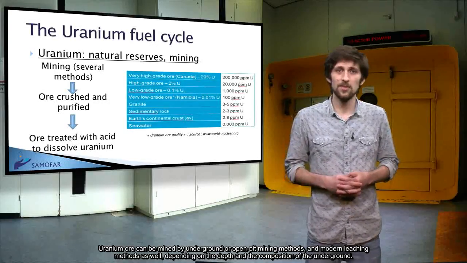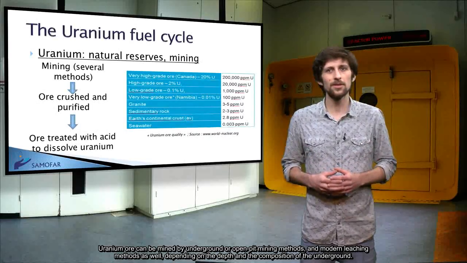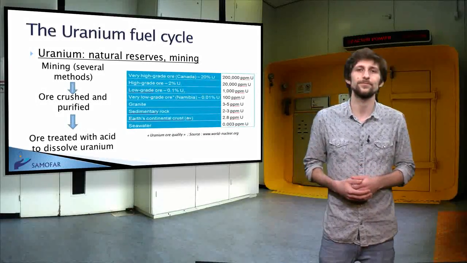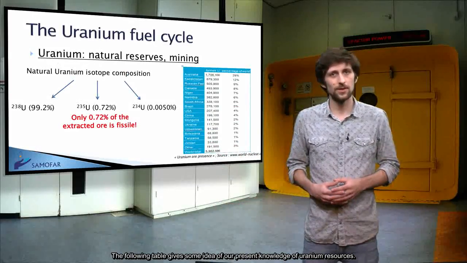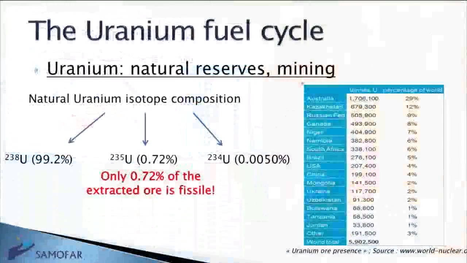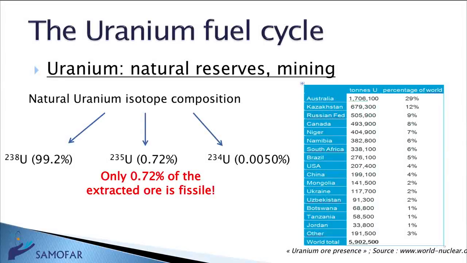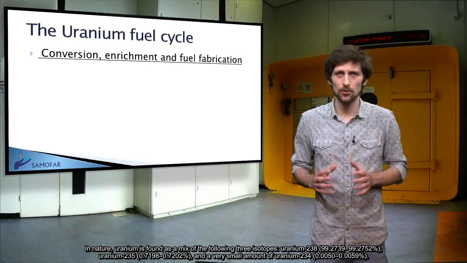Uranium ore can be mined by underground or open pit mining methods, and modern leaching methods as well, depending on the depths and the composition of the underground. The following table gives some idea of our present knowledge of our uranium resources. It can be seen that Australia has a substantial part, about 29% of the world's uranium, Kazakhstan 12%, Russia 9%, and Canada 8% only.